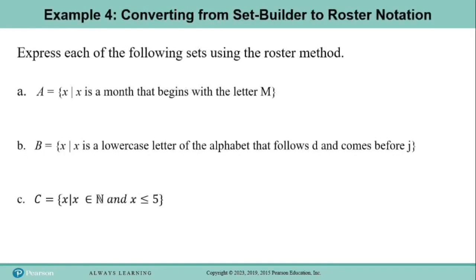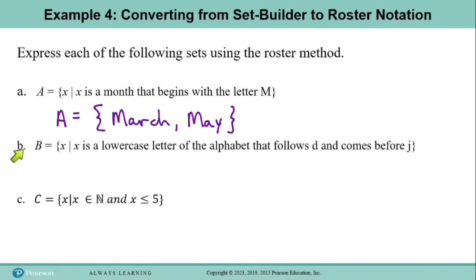Okay, now let's look at an example. So this says express each of the following sets using the roster method. So we know that means just to list all the elements of the set. So in part A, it says that the set A is the set of all elements x such that x is a month that begins with the letter M. Okay, so we will write A equals the set containing, and now if we think through the calendar, we only have 2 months that begin with the letter M, and so that would be March and May, and that's all the elements in our set.